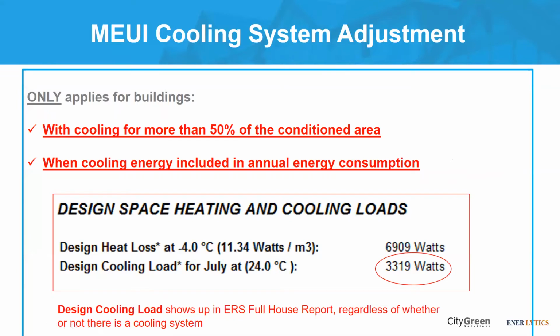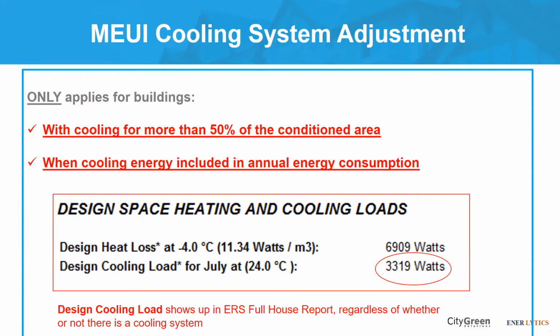The cooling system adjustment only applies for homes that have more than 50% of their conditioned area with cooling. And it only applies when the cooling energy is included in the actual energy consumption of the energy model.